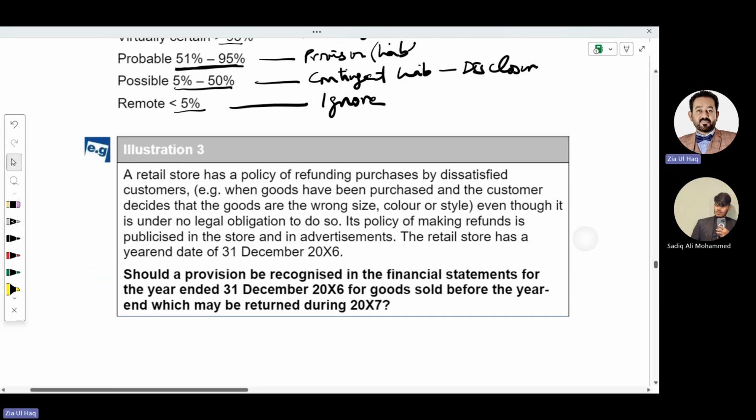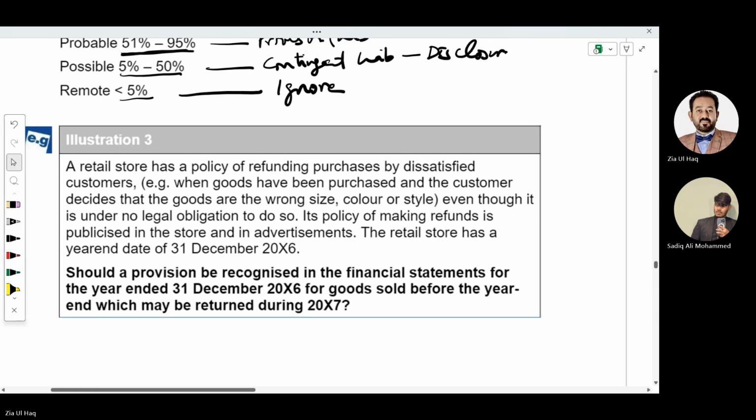So let's discuss Illustration 3. A retail store has a policy of refunding purchases by dissatisfied customers. The company has a policy of refunding purchases, meaning it is providing a warranty. If customers are dissatisfied with the product, they can get a refund.